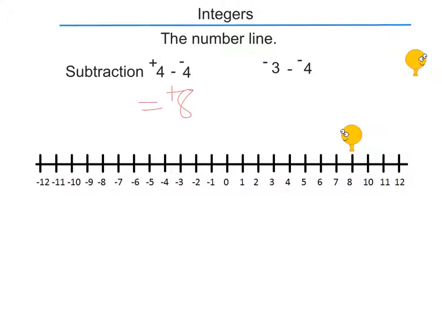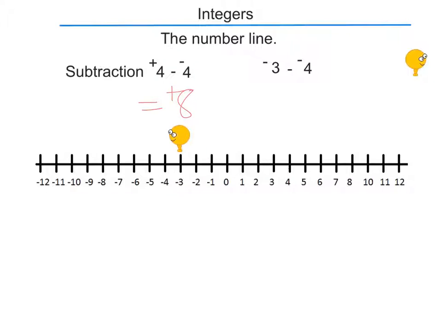Now let's look at the next question. We've got -3 subtract -4. So I'll move this little fellow back to 0 again, and we're facing in the negative direction because it's a -3, and I need to move -3. So let's do that. 1, 2, 3.